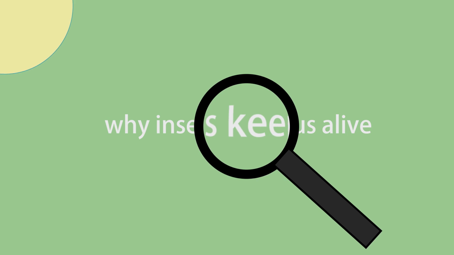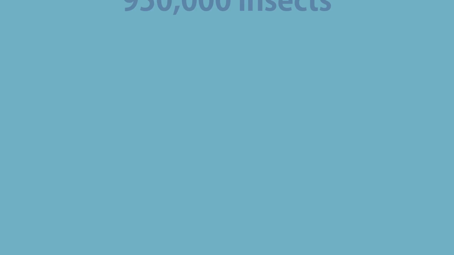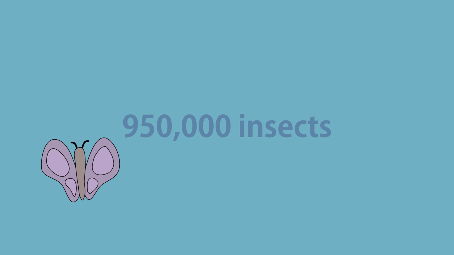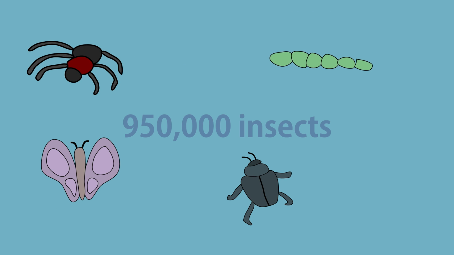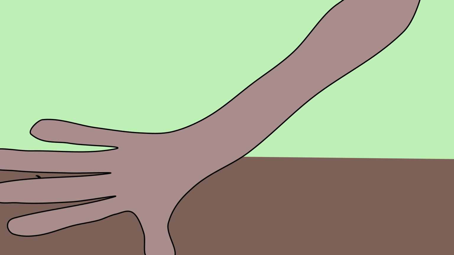Why do insects keep us alive? There are about 950,000 species of insects on Earth, and many tens of thousands are discovered each year. Though the average person cares little about those small annoyances, they are very important to humans.